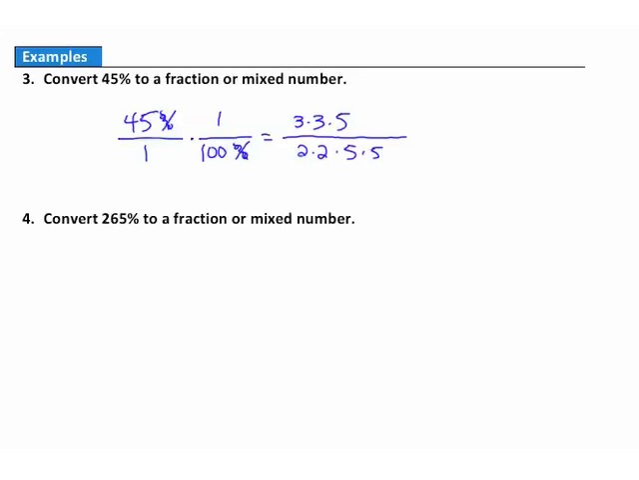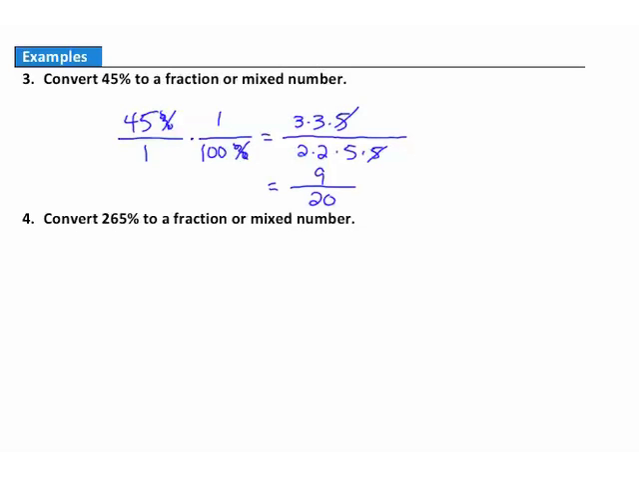Now let's look for common factors. Looks like we have a common factor of 5 both in the numerator and denominator, so I'm going to divide that out, and let's see what I have left. When I multiply the numerators, I got 3 times 3, which is 9. Multiplying the denominator, 2 times 2 is 4. 4 times 5 is 20. So I get 9/20. So when I convert 45% to a fraction, I get the fraction 9/20.